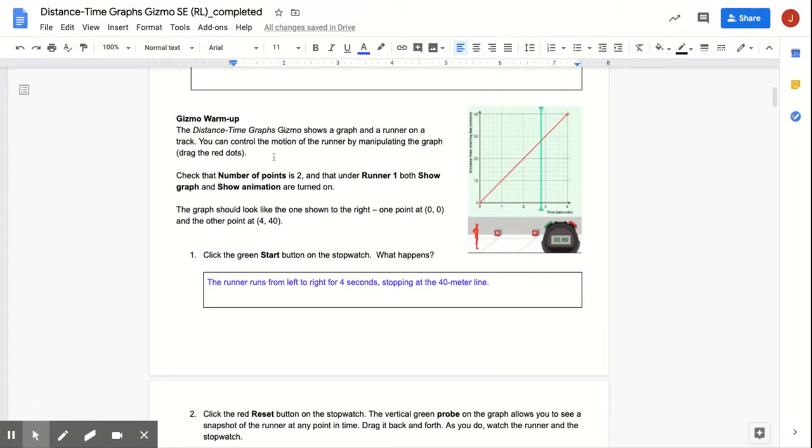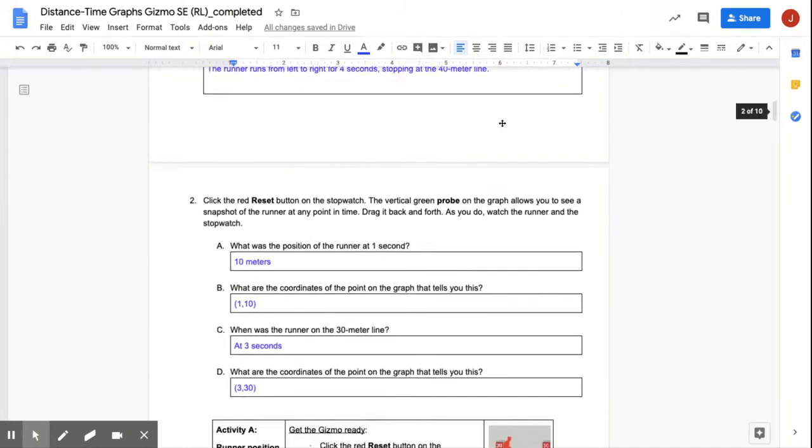Okay. Now we have our gizmo warm-up, and this is really just getting you used to the tool. So you click this green start button. What happens? The runner runs from left to right for 4 seconds, stopping at that 40-meter line.